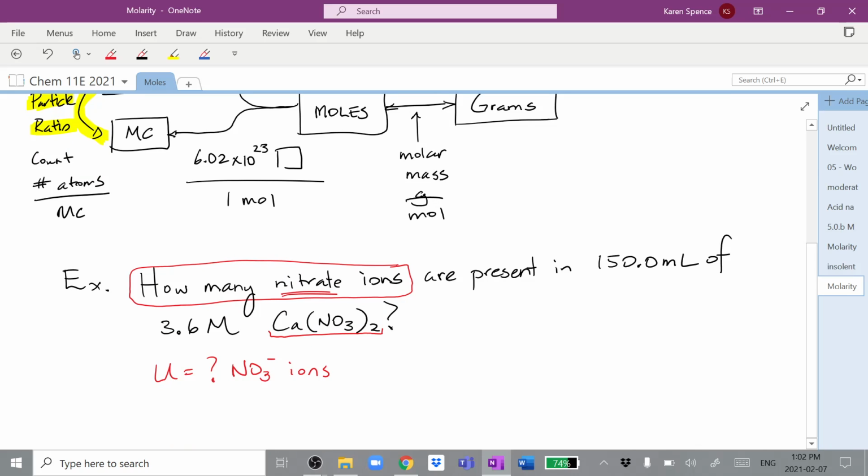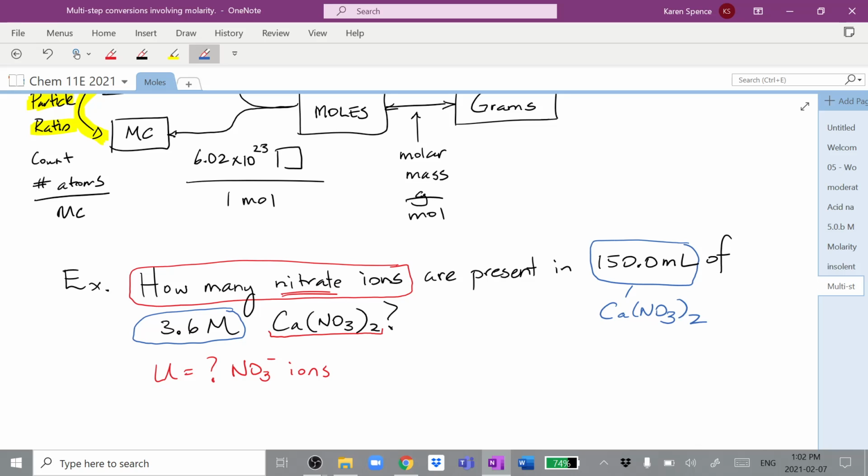All right, so I don't know how many nitrate ions. Do I have some sort of initial quantity? Well, I have two numbers. I have 150 milliliters, and that's of calcium nitrate. But I also have 3.6 molar calcium nitrate. Which of those is my initial quantity?